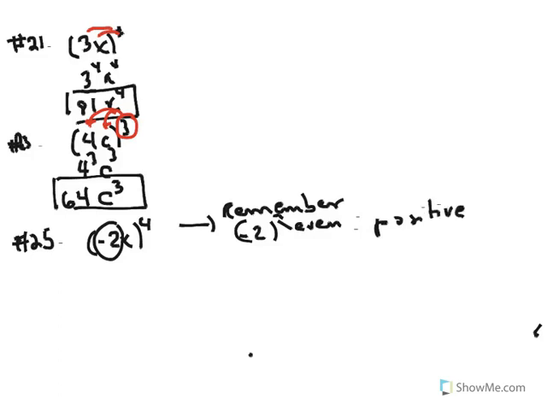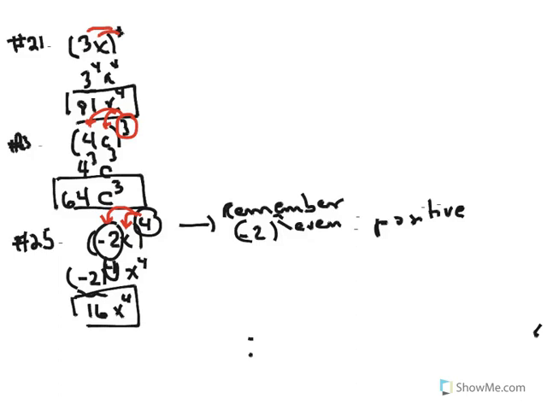Okay, so let's just figure this out. Again, I have the 4, and the 4 is going to be distributed to the negative 2 and to the x. So what I will get is negative 2 to the 4th and x to the 4th. Now remember that negative 2 to an even power is going to be a positive. So that's going to be 16x to the 4th. And that's the answer for problem number 25.